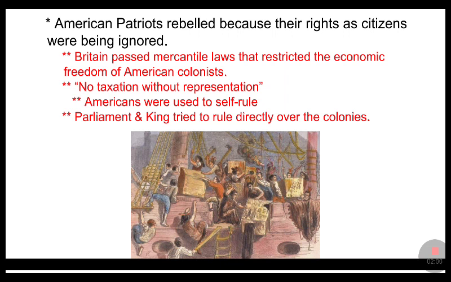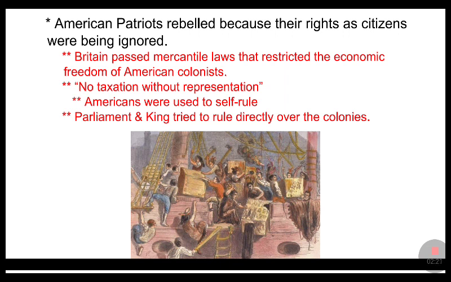And you can't buy sugar from anyone else. You have to buy it from the British. You can't buy tea from anyone else. You can't buy clothing. You have to buy it from the British. You can't sell your crops. You have to sell them only to the British. So these mercantile restrictions angered the American colonists because it was taking away their rights.